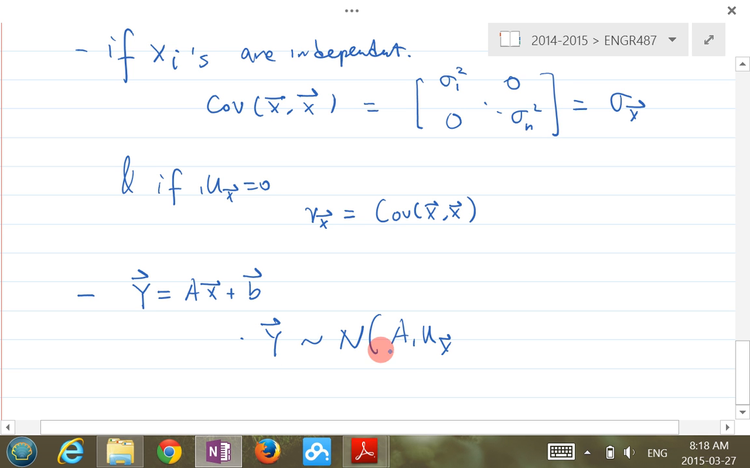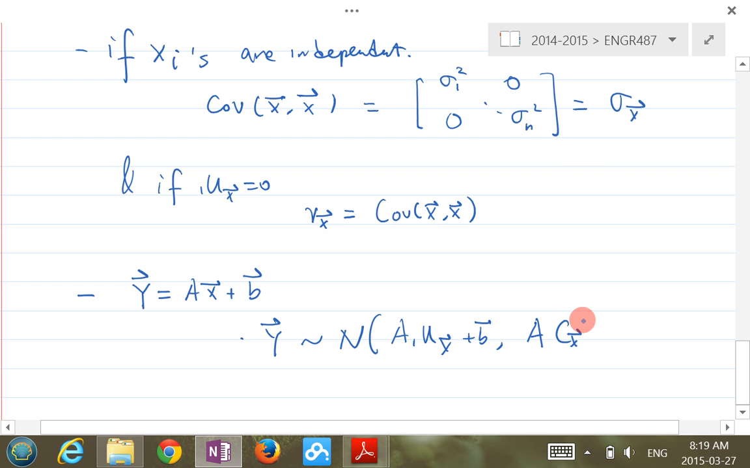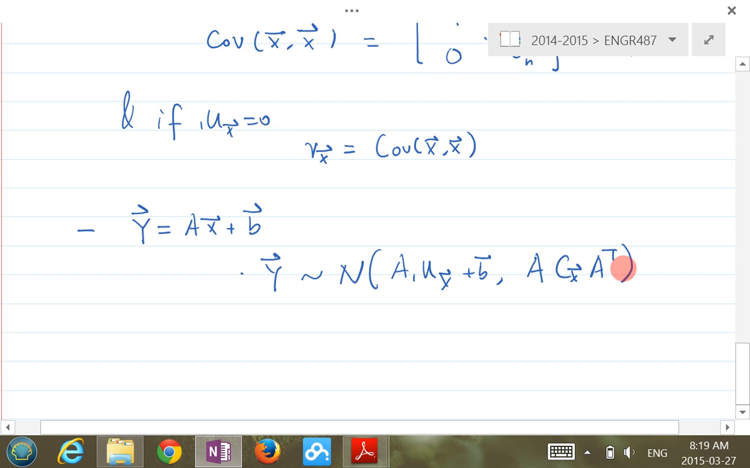So y has a mean value of this plus b, and it has a variance of this one. The notation N here essentially means it has a mean of this and a variance of that, so a normal distribution. It's pretty useful in terms of transformation, when you have one and want to transform to the other.